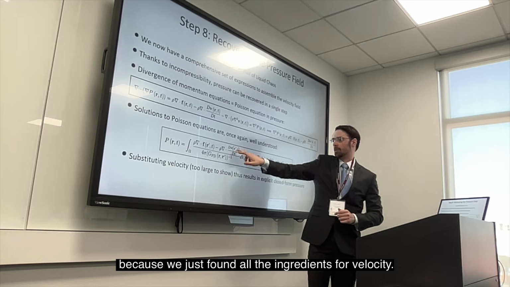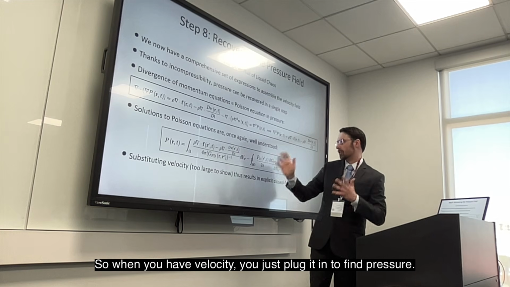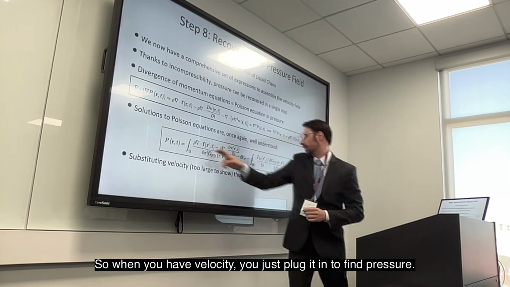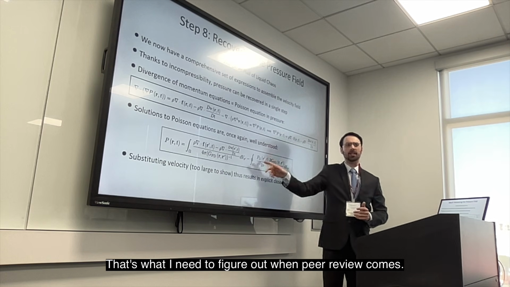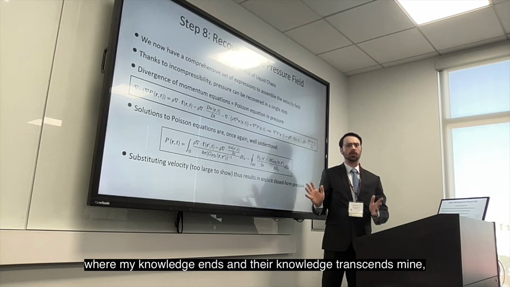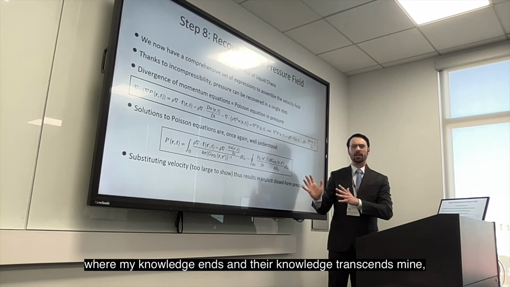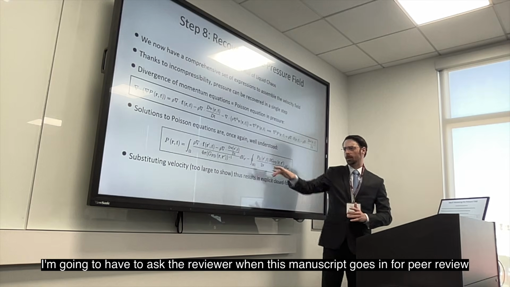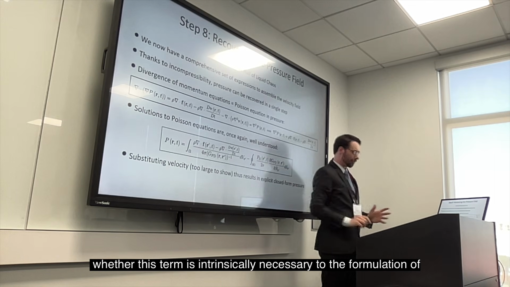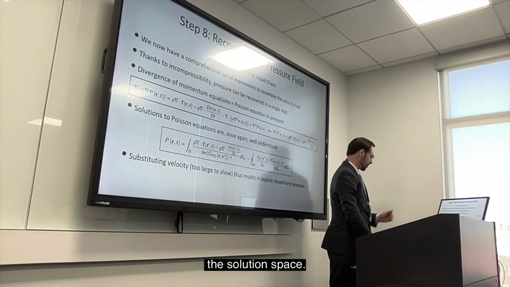But it's something we already know because we just found all the ingredients for velocity. So when you have velocity, you just plug it in and find pressure. Now this term may or may not be necessary. That's what I need to figure out when peer review comes. That's where my knowledge ends and their knowledge transcends mine. I'm going to have to ask the reviewer when this manuscript goes in for peer review whether this term is intrinsically necessary to the formulation of the solution space.